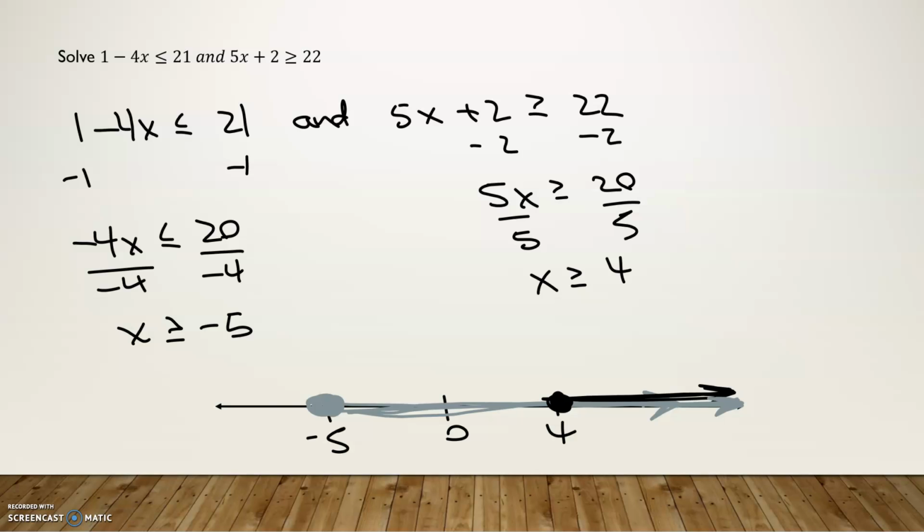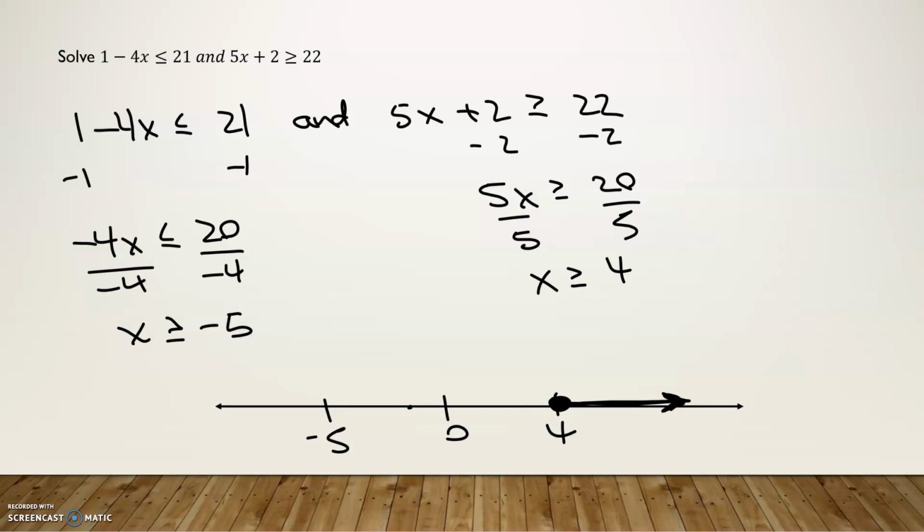Now, where I have both colors, that's where they're overlapping. So the solution to this particular problem, it actually starts at 4 and it goes on forever. Okay? So what our answer is for the graph, let me get rid of some of these. Our final answer for the graph would be a closed circle on 4 and then extending out towards positive infinity.